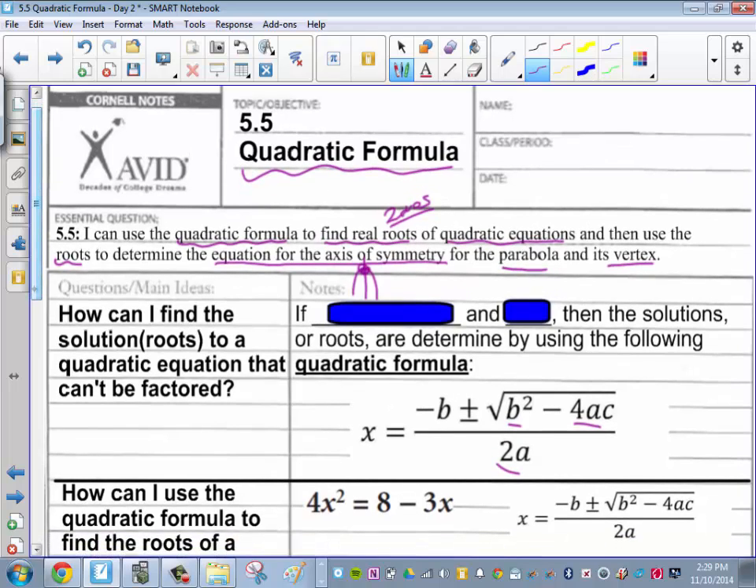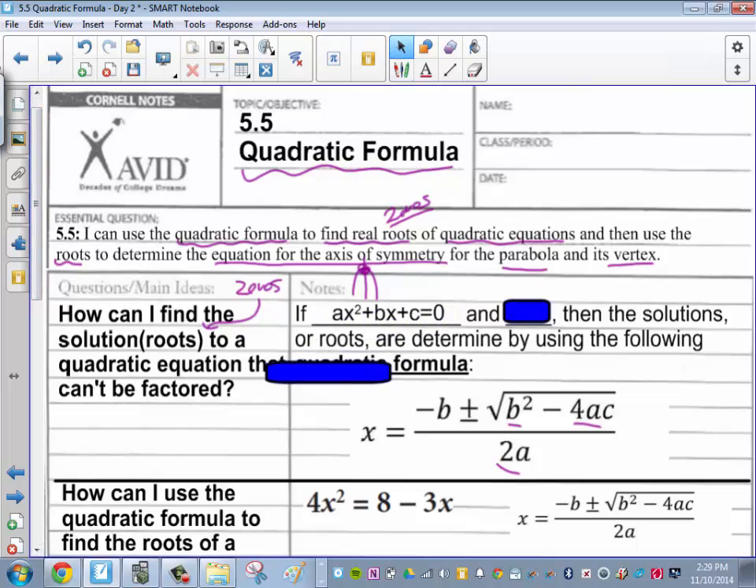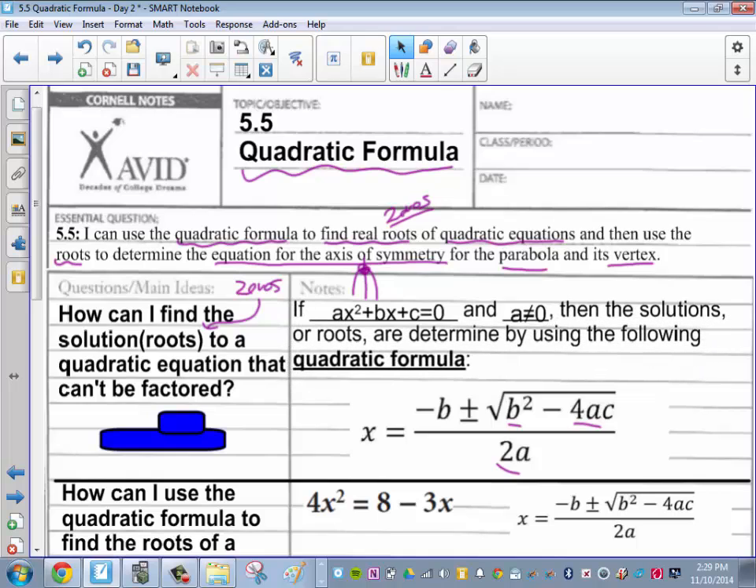So the question is, how can I find the solutions, or the roots, or again the zeros, to a quadratic equation that cannot be factored? Well, here we go. The answer is, if ax squared plus bx plus c is equal to 0 and a is not equal to 0, then the solutions or roots are determined by using the quadratic formula, which is given to you here.